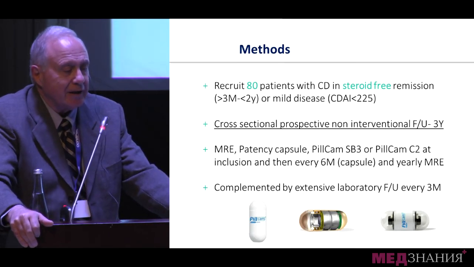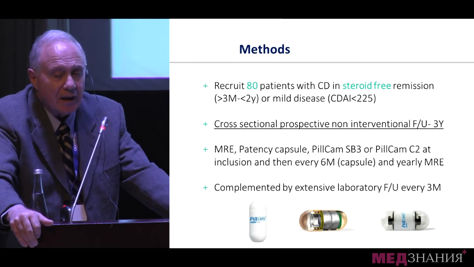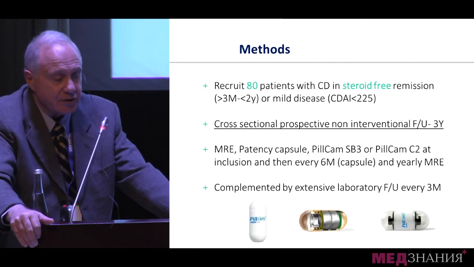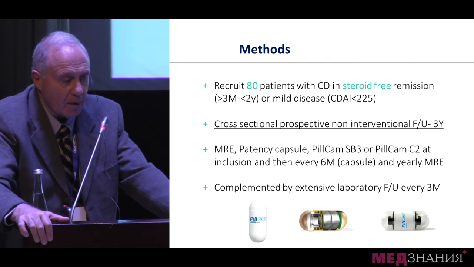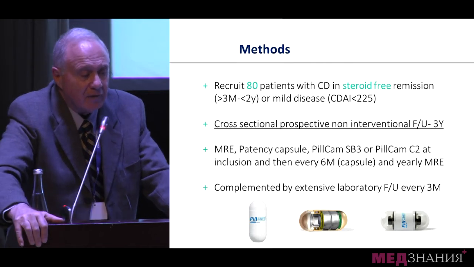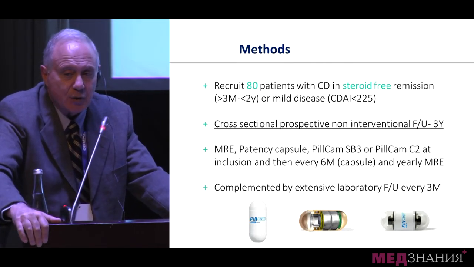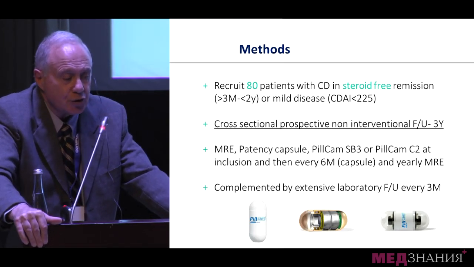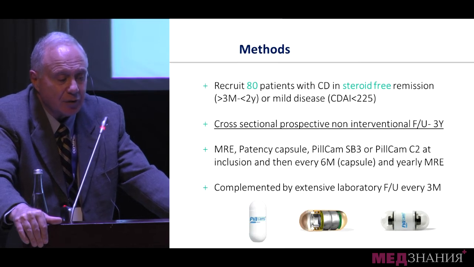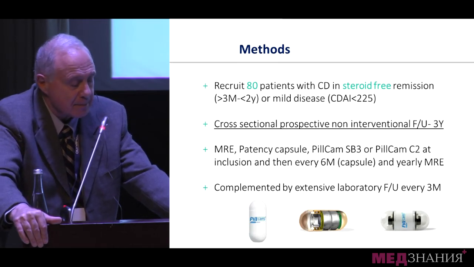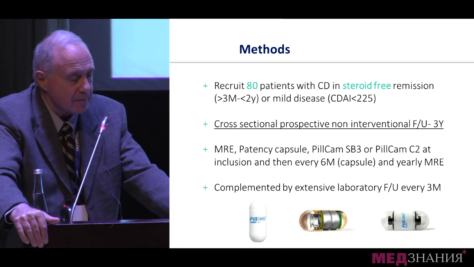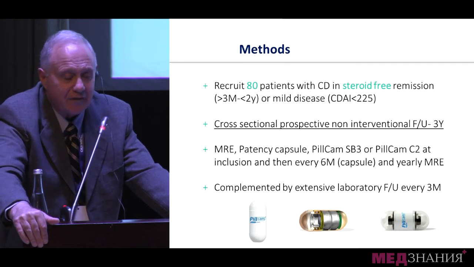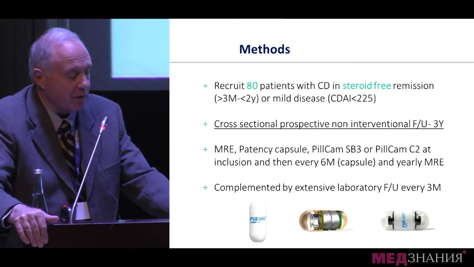So we recruited 80 patients, steroid-free remission, and we followed them cross-sectionally, prospective, non-interventionally for 3 years. We started with MRE, followed by a patency capsule, and if patency was proven, we did either PILCAM SB3 or PILCAM colon 2 at inclusion, and then every 6 months, the capsule, and 1 year, the MRE. And this was complemented by extensive laboratory work with CRP, fecal calprotectin, etc., every 3 months.